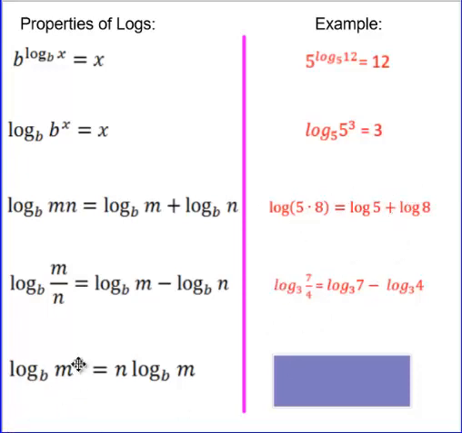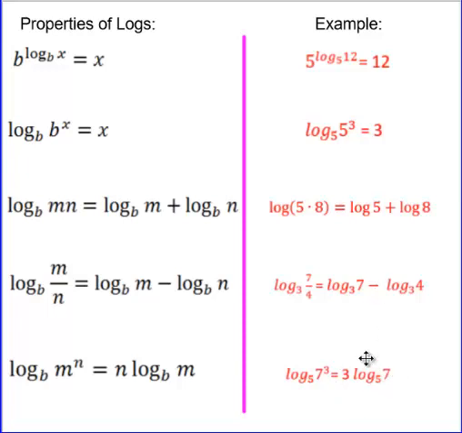Then we have a power property. So log base b of m raised to the n power. You can actually bring this power down to the front, and then it's n times log base b of m. So with numbers, log base 5 of 7 to the third power, you can bring the 3 down to the front, and it's 3 times log base 5 of 7.